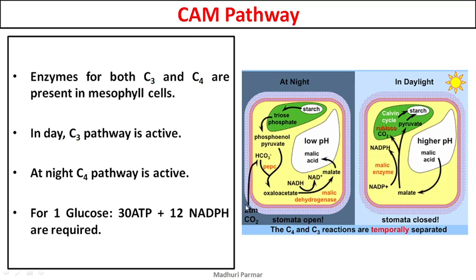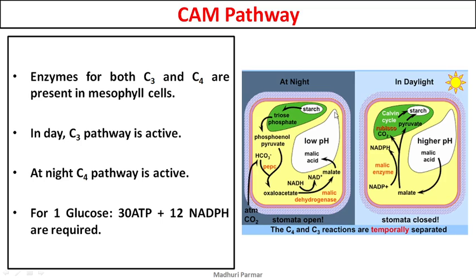So at night, when the carbon dioxide enters the mesophyll cell, this carbon dioxide is acted upon by PEPC, which is nothing but PEP carboxylase, phosphoenol pyruvate carboxylase. Phosphoenol pyruvate carboxylase will add this carbon dioxide to PEP and give you oxaloacetate. This oxaloacetate gets converted into malate, just like your C4 plants, just how we had seen in the C4 plants.